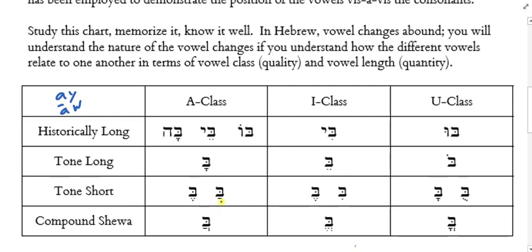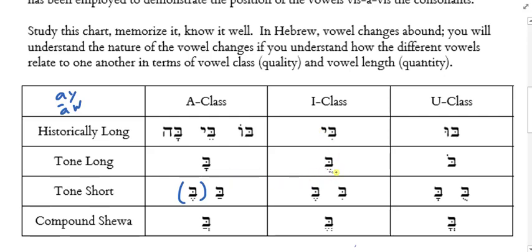The tone short is the pathach and the segol. And I want to put the segol in parentheses here, because really, when you think of the short A-class vowel, you should primarily think of a pathach. There will be a few occasions where a segol will function as a short A-class vowel, but think more of the pathach as that one. And then the compound sheva, the A-class version of that, is going to be the one that has the pathach element.